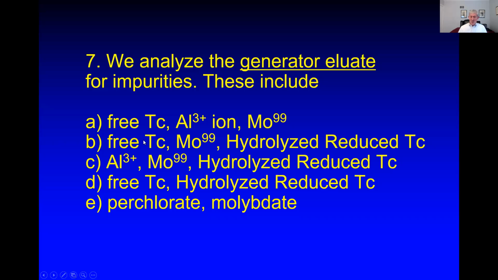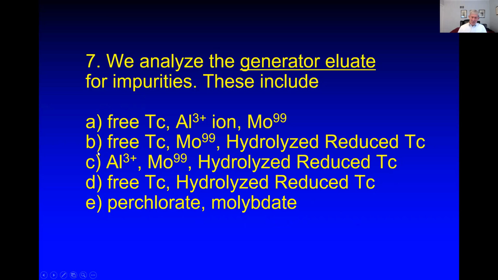Free tech is pertechnetate. That is what you expect to come off of the column. So that's not an impurity. Free tech is what you want. And so A, B, and D can't possibly be correct. And this one has perchlorate, which has nothing whatsoever to do with it.